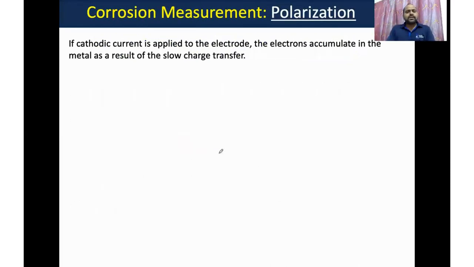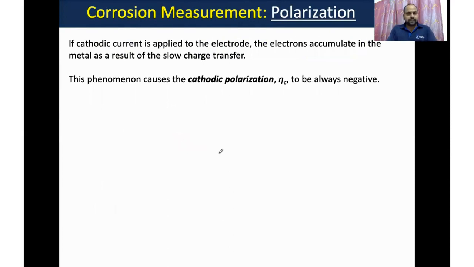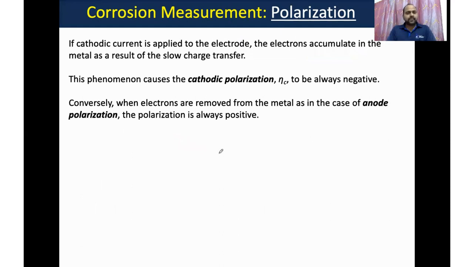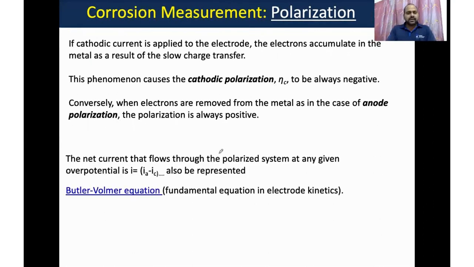If cathodic current is applied to the electrode, the electrons accumulate in the metal, the result of a slow charge transfer. This phenomenon causes cathodic polarization, represented by eta_C, and it is always negative. So it is happening at the cathode. Similarly, at the anode, electrons are removed from the metal. In the case of anodic polarization, the polarization is always positive. So at the anode the polarization is positive, and at the cathode the polarization is always negative.